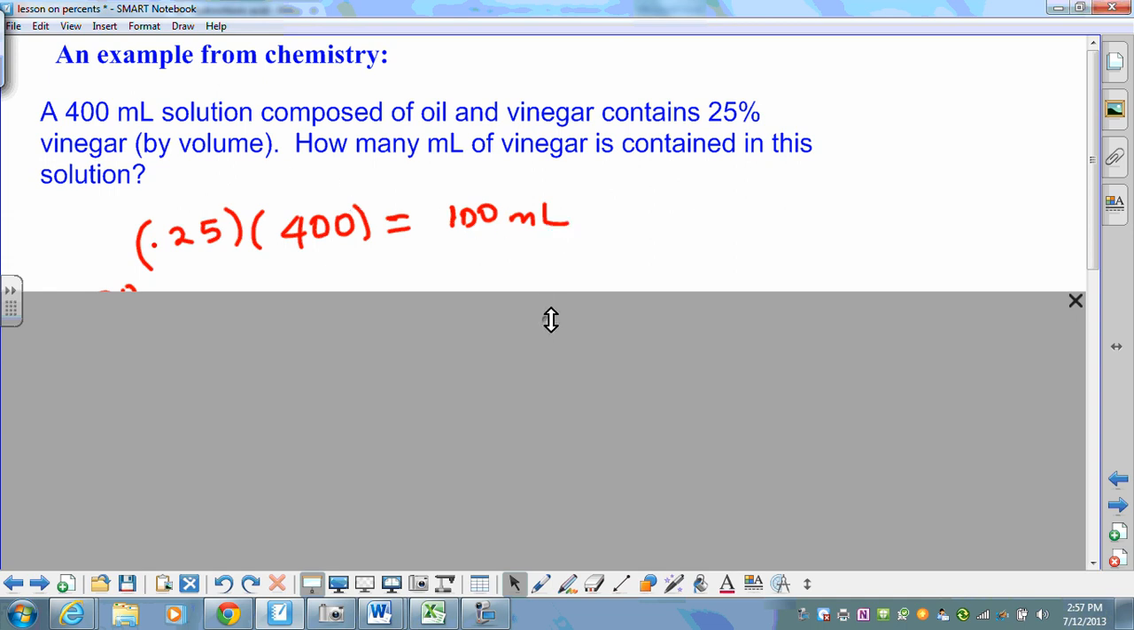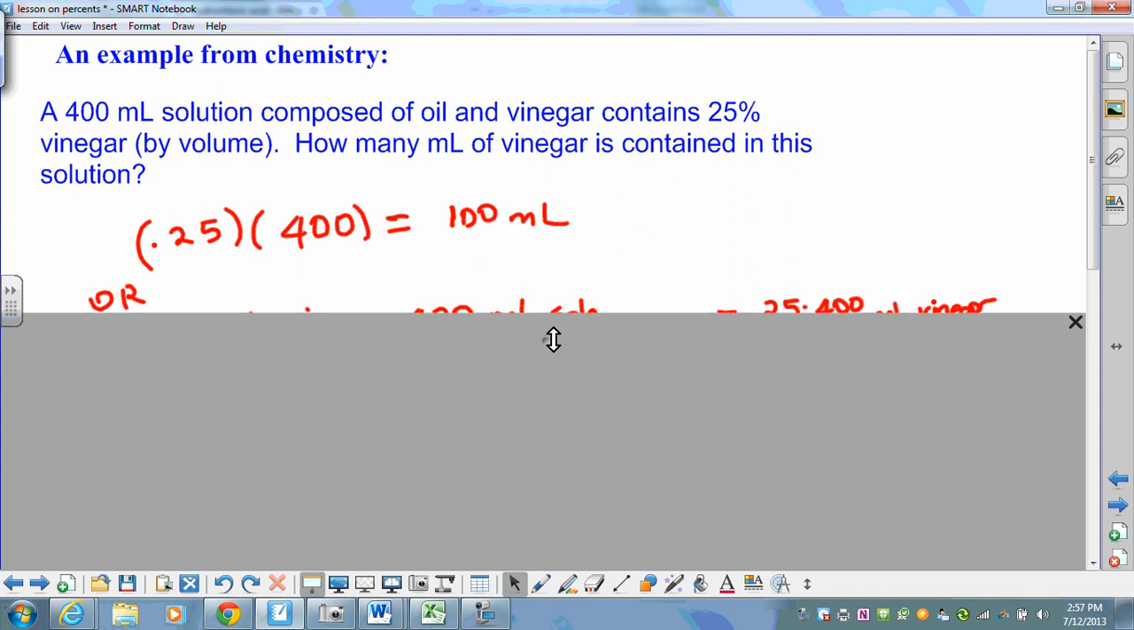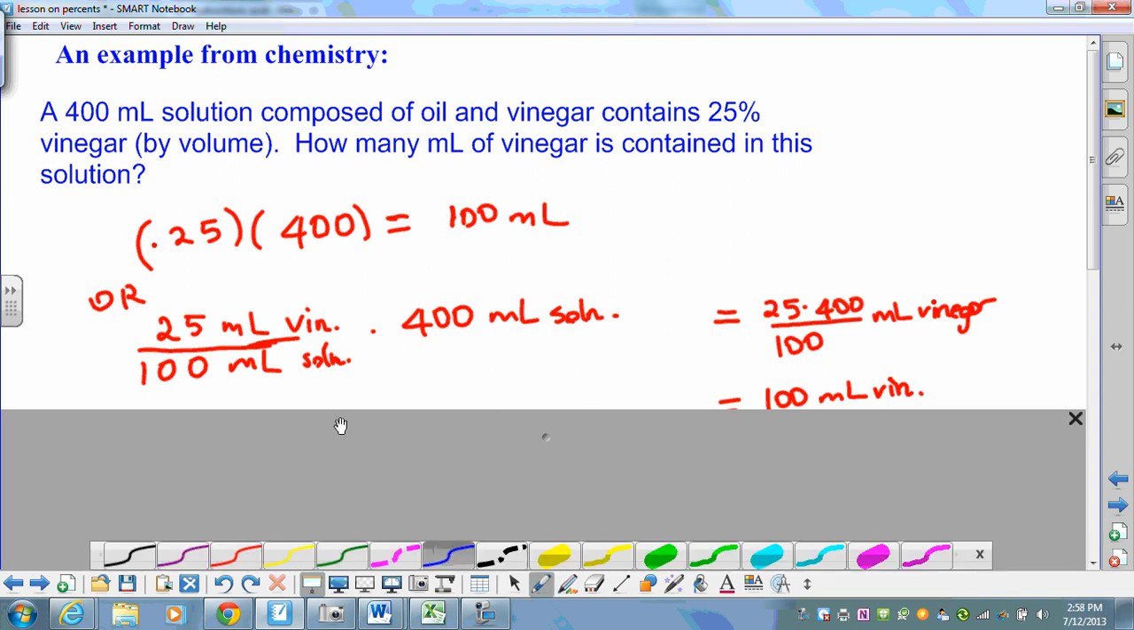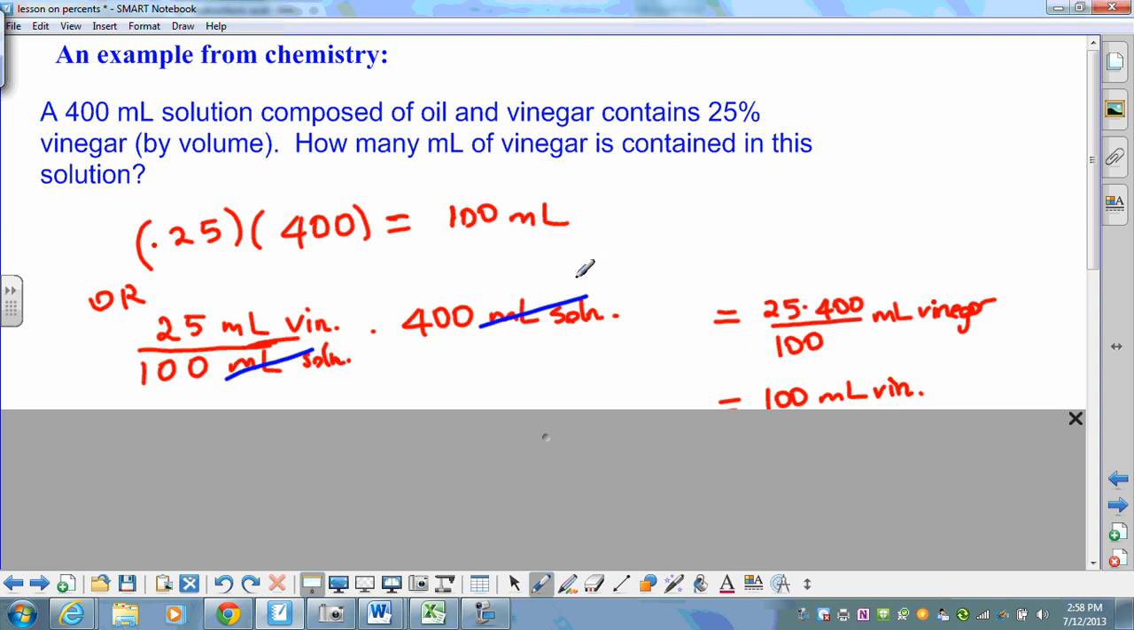And the other approach, again, is to write 25% as a fraction. Then you can write it as 25 over 100. So that means there's 25 milliliters of vinegar in every 100 milliliters of solution, or per 100 milliliters of solution, and multiplied by the given amount, which is 400 milliliters of solution. And these are going to cancel the units, and you're left with milliliters vinegar as the final answer. So 25 times 400 over 100. And similarly, 100 goes into 400 four times. 4 times 25 is 100.